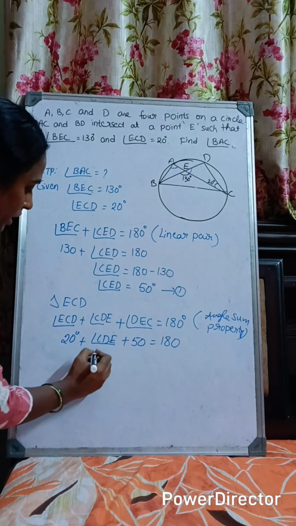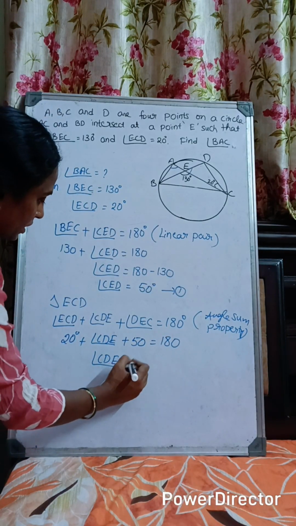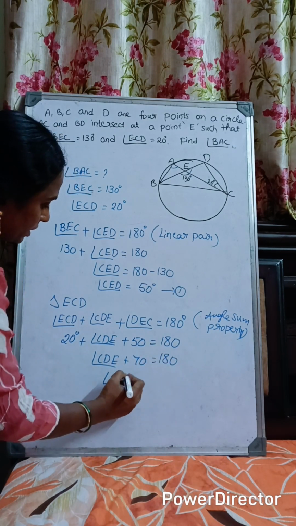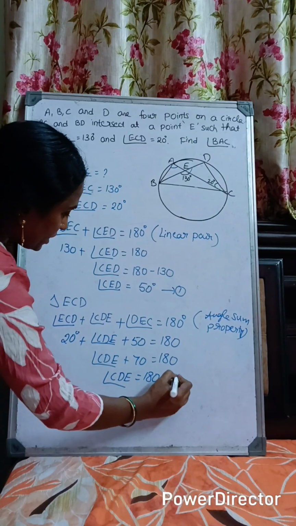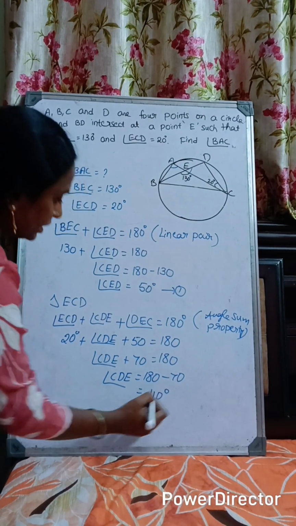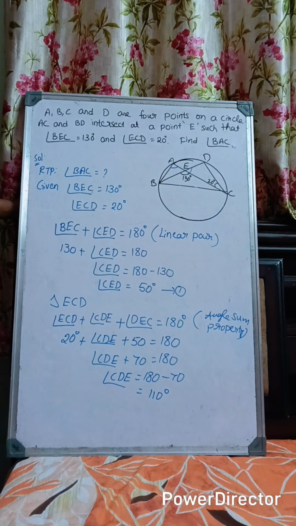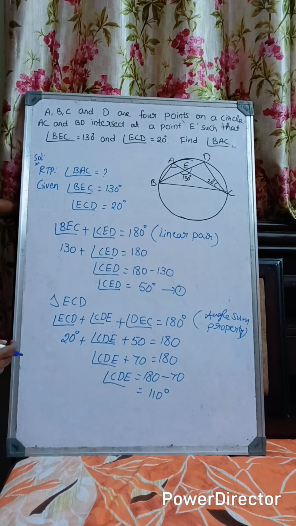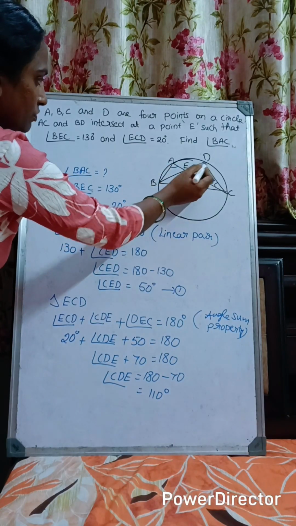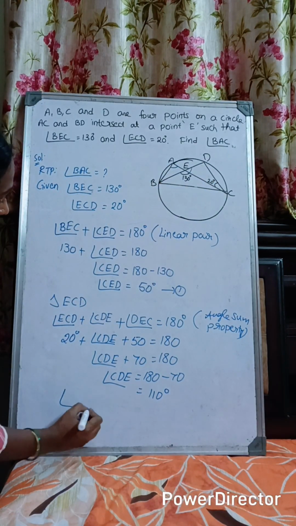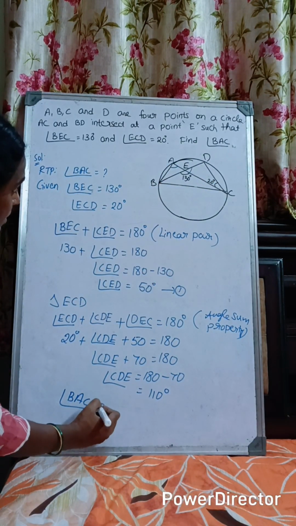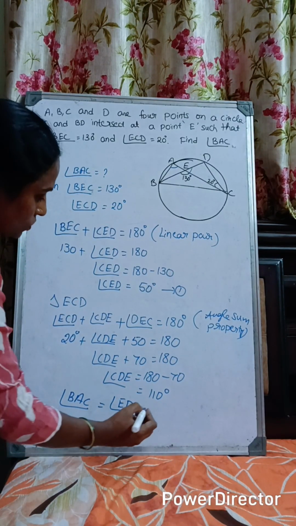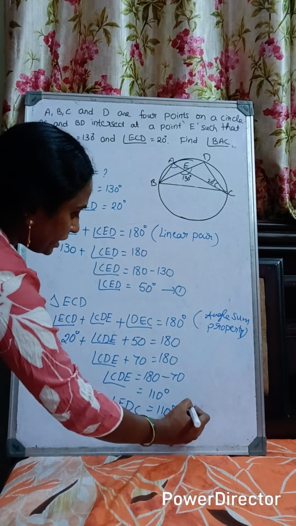It is equal to 180. Angle CDE, it is 50 plus 20, 70. Now, angle CDE is equal to 180 minus 70. It is 110 degrees. CDE angle, what we got, is 110 degrees. Even BAC angle also will be equal to CDE, right? Yes. Angle BAC is equal to angle EDC. So, that is equal to 110 degrees.